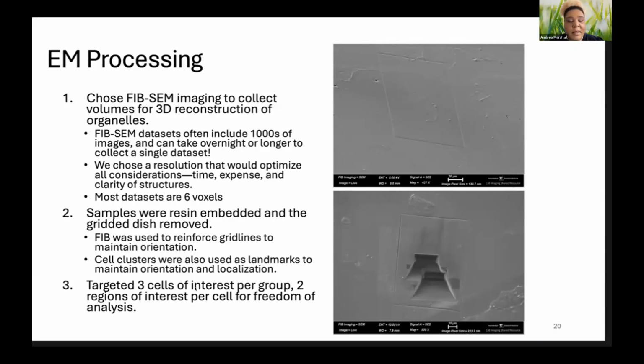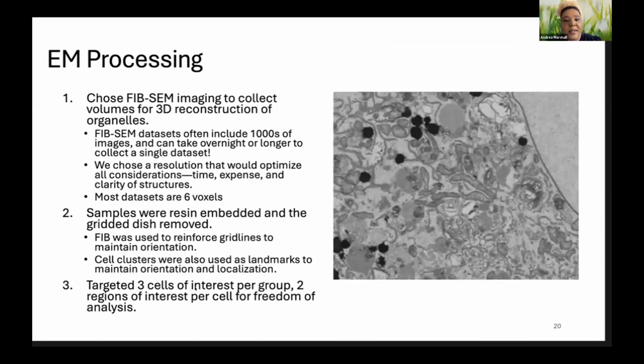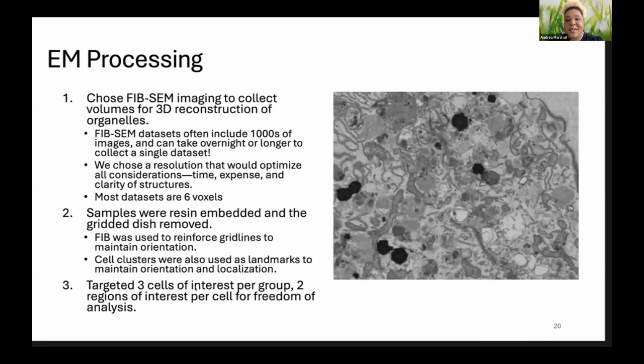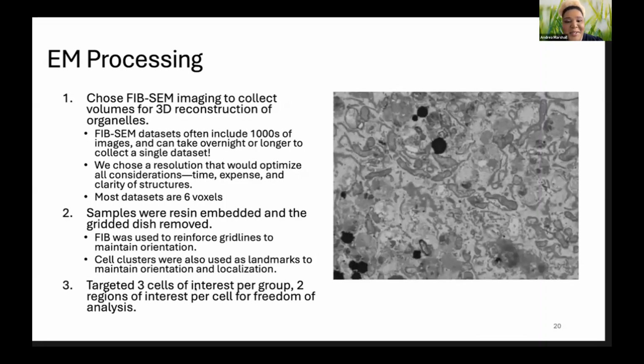We resin embedded our samples. We also used the FIB to make etches in the resin just in case when the dish was popped off, if the grid lines did not leave a groove in the resin, we would still be able to find our cells of interest. We targeted 3 cells per group, 2 regions of interest per cell to proceed. And hopefully my GIF is playing, but this is just showing you the milling that we got from one of the samples from FIB-SEM.